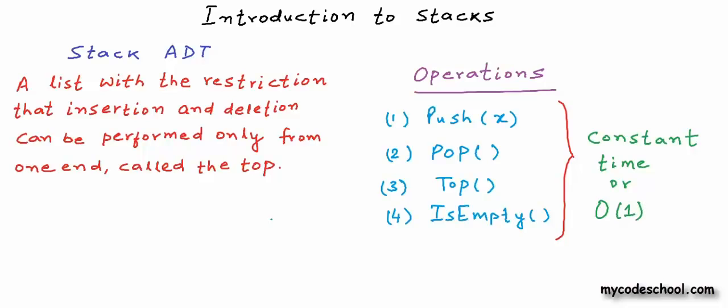Remember, an element that is pushed or inserted last onto a stack is popped or removed first. So stack is called last in first out structure. What goes in last comes out first. Last in first out, in short, is called LIFO.